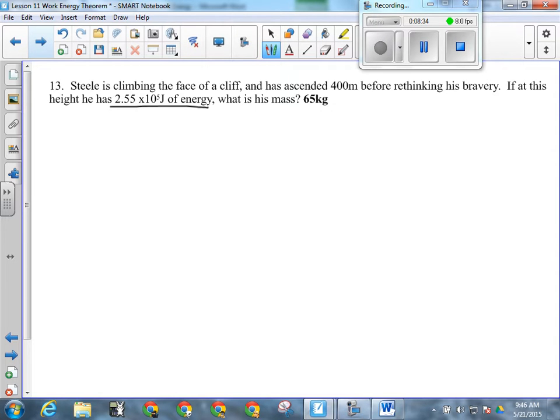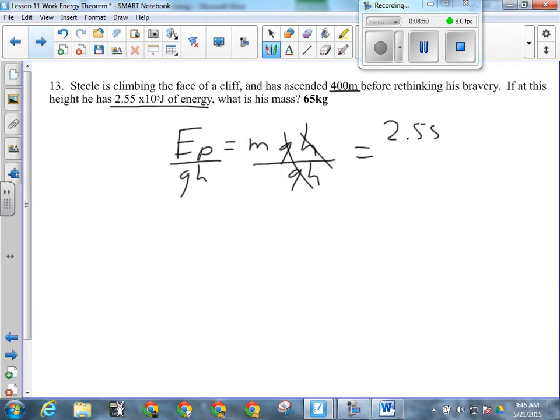Okay, I'm looking for his mass, and I know his height. So I can simply go EP equals m times g times h, and solve for m by dividing both sides by gh. Okay, so when I plug in my numbers, I'll have my 2.55 times 10 to the 5, which you enter into your calculator just like Avogadro's number. Okay, divided by 9.81 times 400.